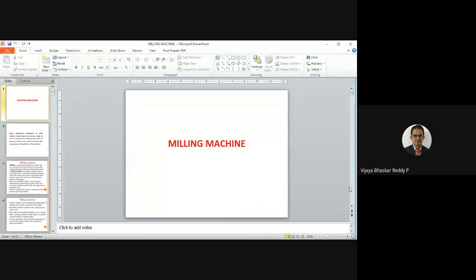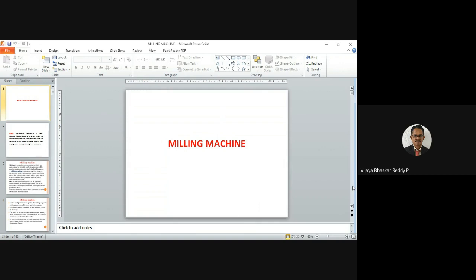Good morning, all. Now I am going to discuss milling machines, which is the third unit in machine tools. The milling machine also comes under traditional machining processes. Milling is a machining process in which removal of metal takes place due to the cutting action of a revolving cutter when the work is fed past it.